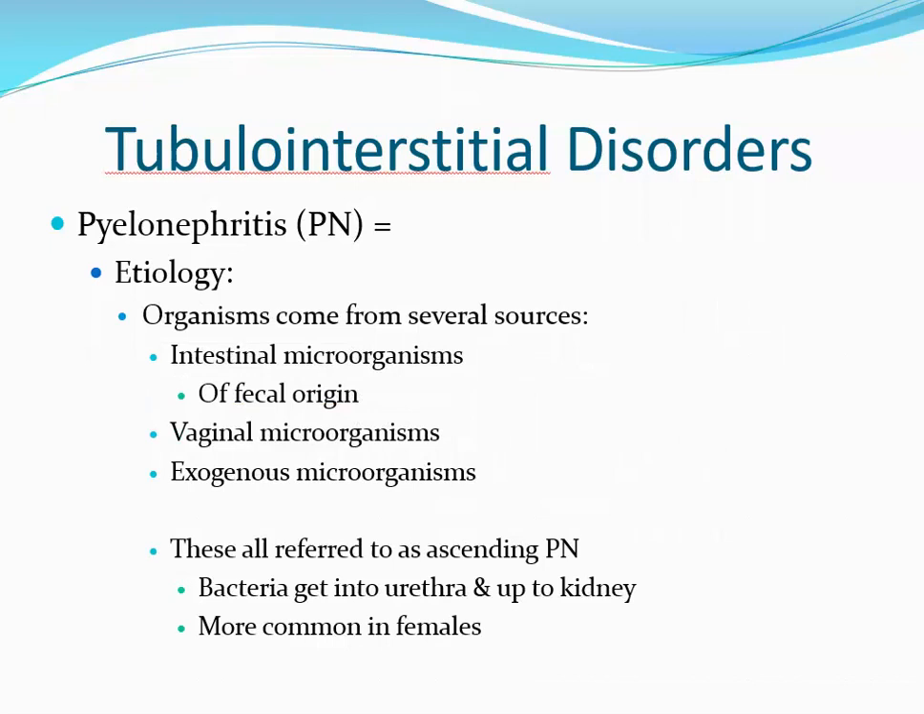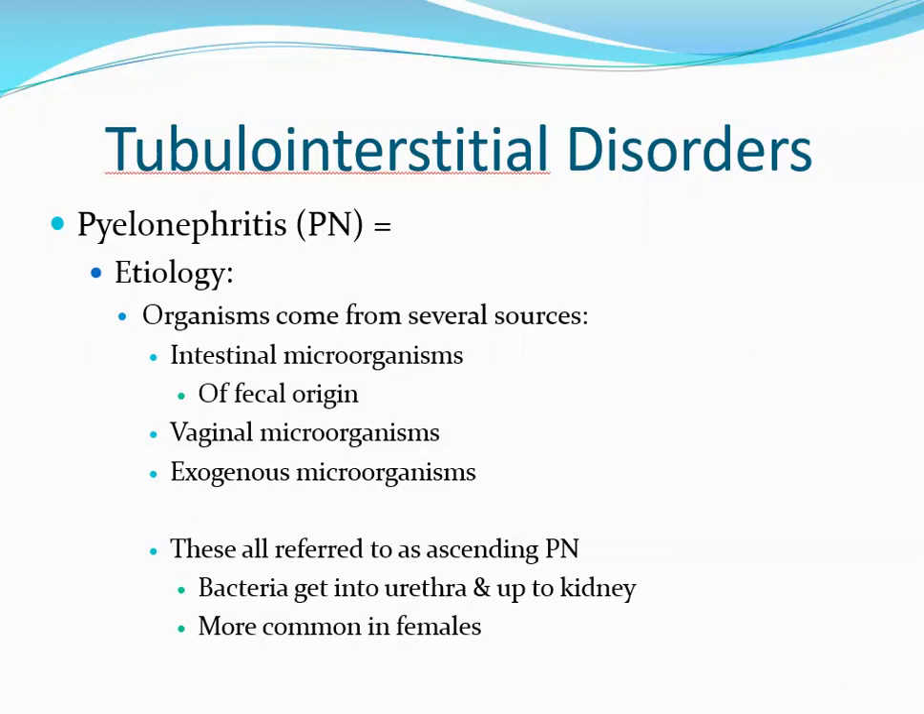Other sources of organisms could be intestinal microorganisms of fecal origin, especially E. coli, Proteus, and Enterococcus. They could be vaginal microorganisms, or they could be other exogenous microorganisms. Together, this group is referred to as ascending pyelonephritis. The bacteria get into the urethra and gain access to the kidney this way.